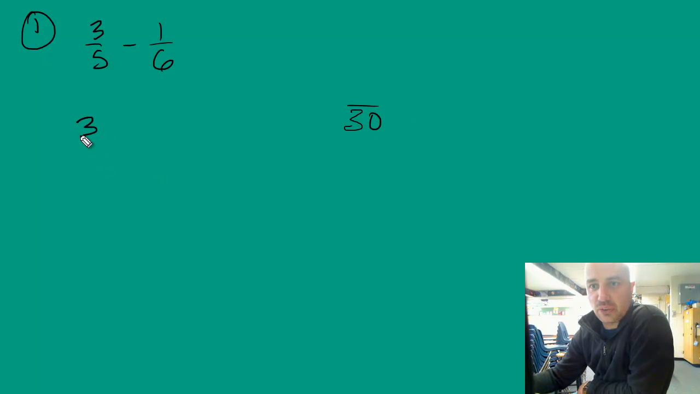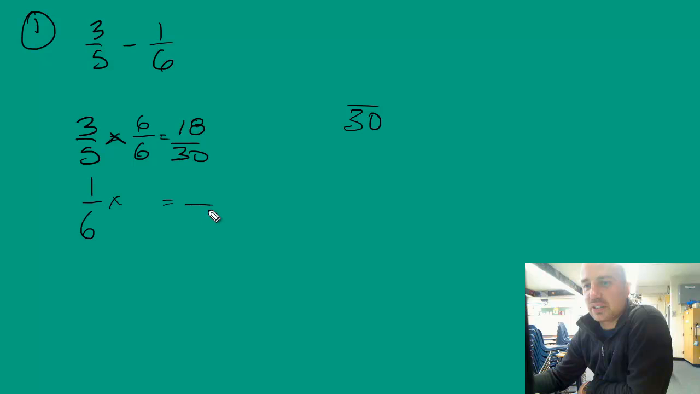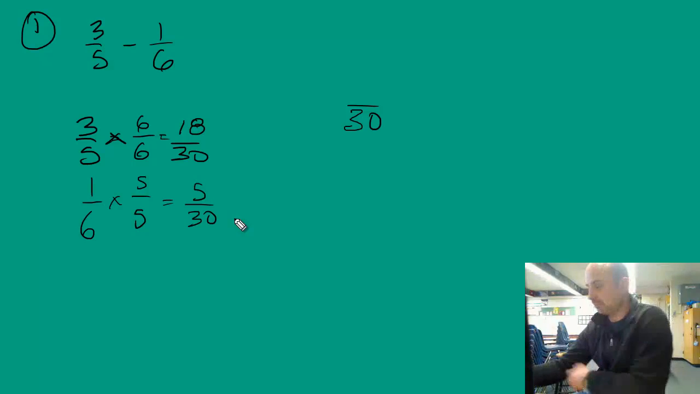So let's turn our 3/5 into 30ths by multiplying. 30 is 5 times 6, right? And 6 over 6. So 3 times 6 would be 18. And so I'm dealing with 18 30ths here. And let's turn our 1/6 into 30ths. We're going to multiply it by something to get 30ths, right? And we know that we multiplied it by 5. 6 times 5 is 30. And so then 1 times 5 would be 5. And so I've just renamed my 3/5 and my 1/6 to be 30ths so we can subtract them.